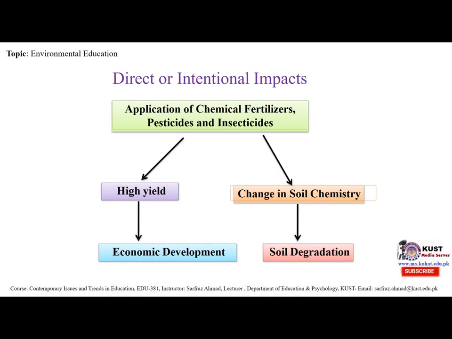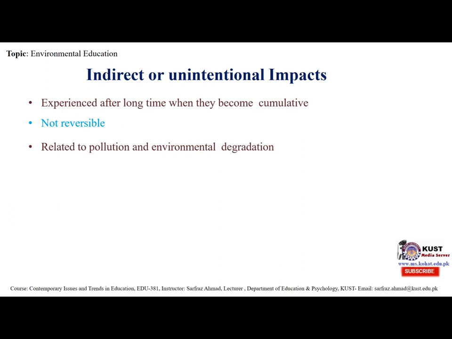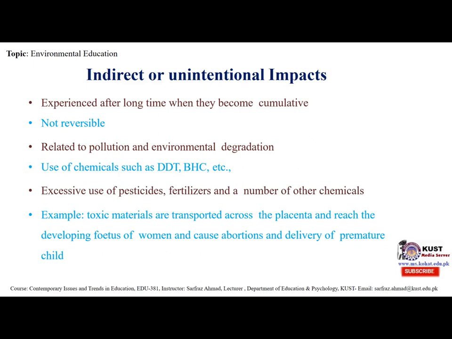So there are some direct or intentional impacts, like application of chemicals, fertilizers, pesticides and insecticides for high yields and economic development. And if there is a change in soil chemistry, it causes soil degradation. Indirect or unintentional impacts: what are those? Experienced after a long time when they become cumulative, not reversible, related to pollution and environmental degradation. Use of chemicals such as DDT, BHC. Excessive use of pesticides, fertilizers and a number of other chemicals. For example, toxic materials are transported across the placenta and reach the developing fetus of women and cause abortions and delivery of premature children.